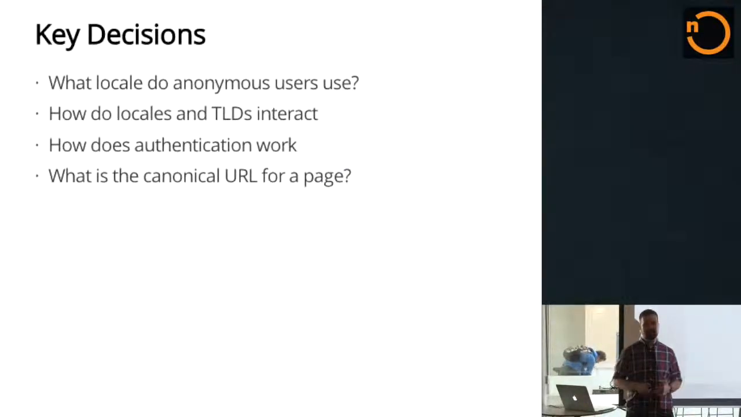So there's some really interesting decisions you have to make when you're looking at localizing a large-scale code base. One of them is, what do anonymous users see? It's easy to store a preference for somebody who's logged in. But what does somebody anonymous see on the site? If you're going to do multi-TLD, how do they interact with locales? And that actually raises another question, which is how does authentication work? How does it work across all these different top-level domains? And finally, what is the canonical URL for a page?